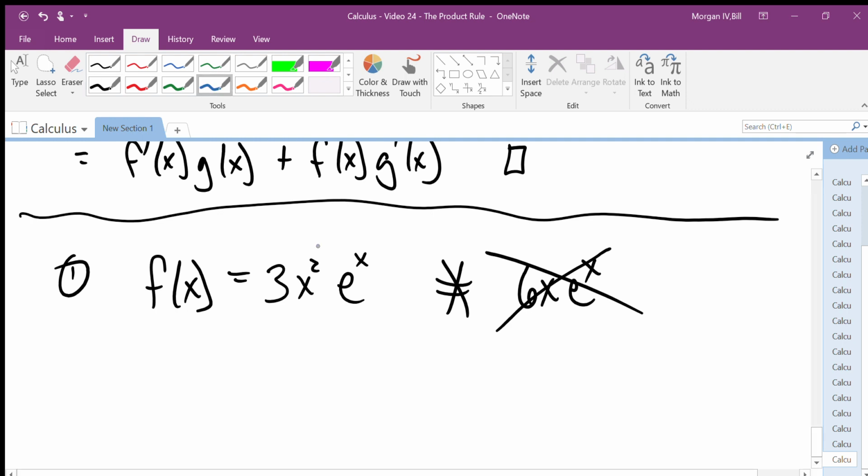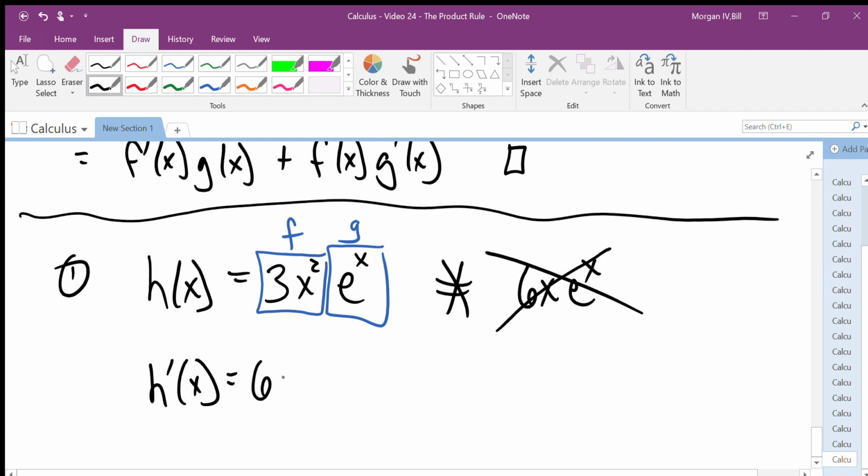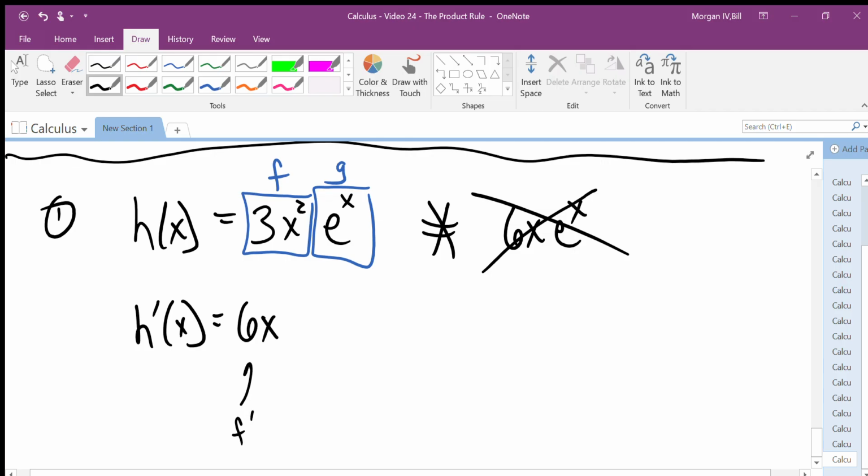Instead, what we think of is this. The 3x squared, we're going to think of that as my first function, f. The e to the x, thinking about that as my second function, g. Those are multiplied together. I've already used f. I have to change one of those f's. Sorry about this. Let's go ahead and make that h. So h prime of x is equal to, by the product rule, the derivative of the first function. So the derivative of 3x squared, bring the 2 down, times 3 is 6, x to the first power. That's f prime. And what we want to do is take f prime and multiply it by the original function g, which is simply e to the x.